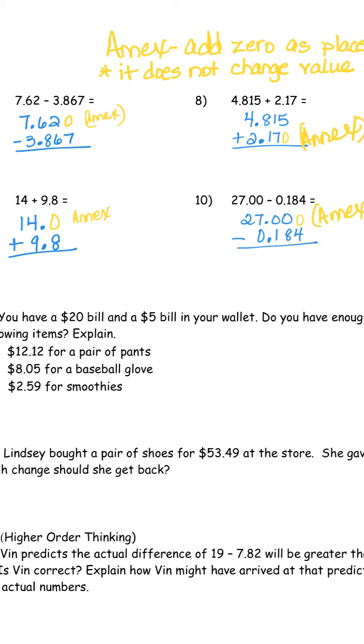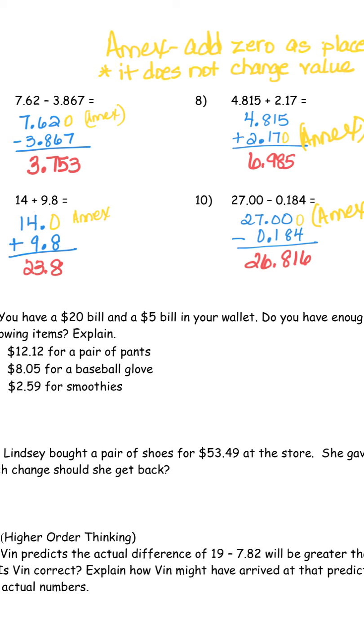So number 7, the answer is, I'm going to give us a red color here. We have 3 and 753 thousandths. Number 8, the answer is 6 and 985 thousandths. Number 9, the answer is 23 and 8 tenths. And number 10, the answer is 26 and 816 thousandths. Alrighty, let's take a look at the next problem.